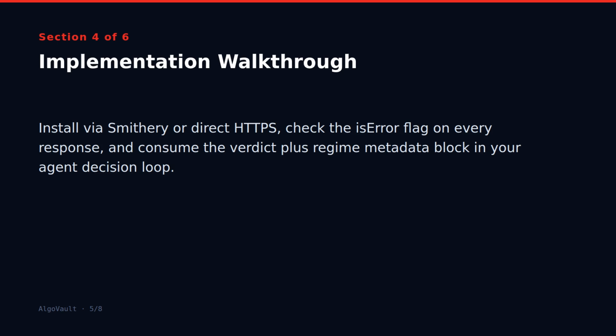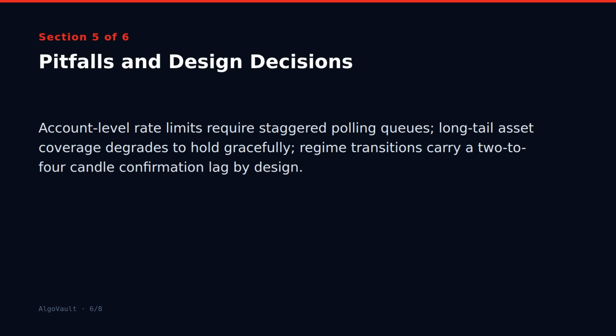Every response includes an error flag. Your agent must check that flag before reading the content, otherwise a validation error message propagates as if it were a valid verdict. A successful response includes the verdict, the confidence score, and a metadata block containing regime, signal count, and weight breakdown. 3 pitfalls to handle before production.